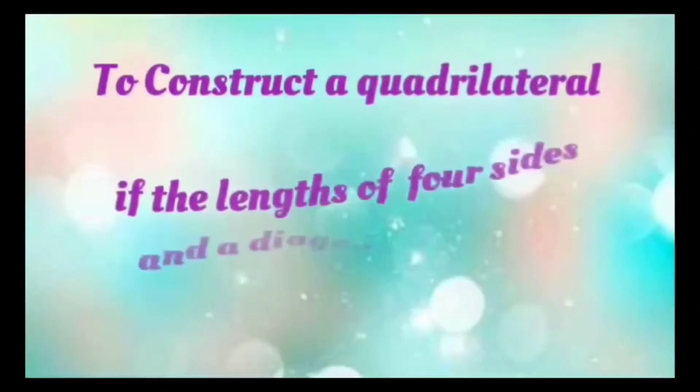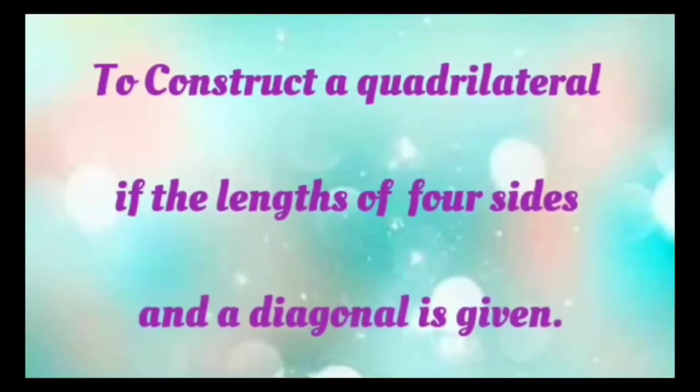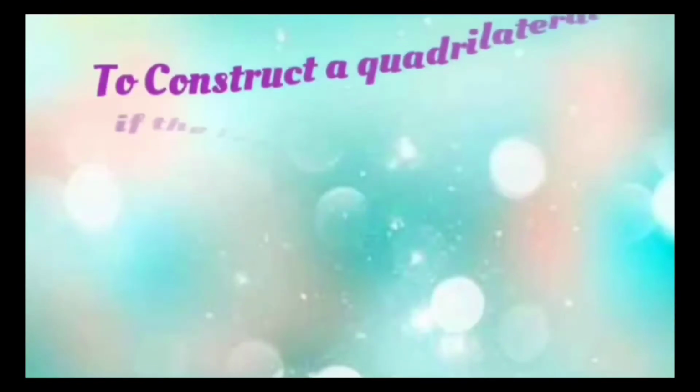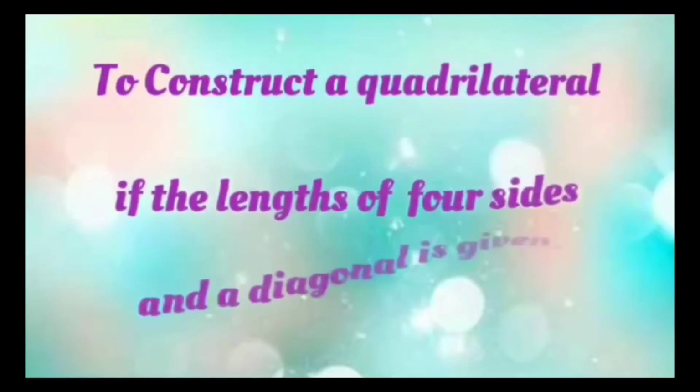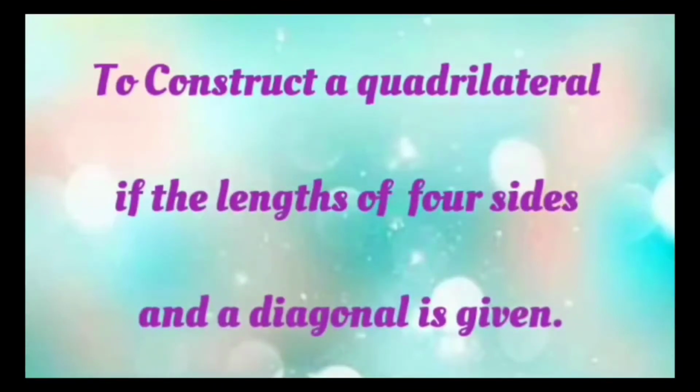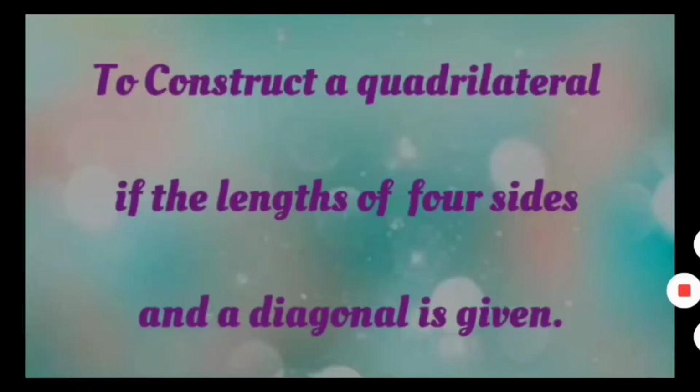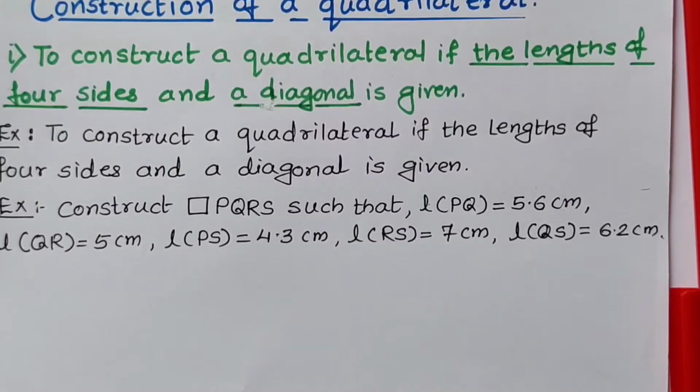To construct a quadrilateral, if the lengths of 4 sides and a diagonal are given, this is the first type of construction where we have the length of 4 sides and a diagonal. Total 5 elements are given and we have to construct a quadrilateral. So let us see how to construct. So let us see how to draw a diagram by this first type of construction.